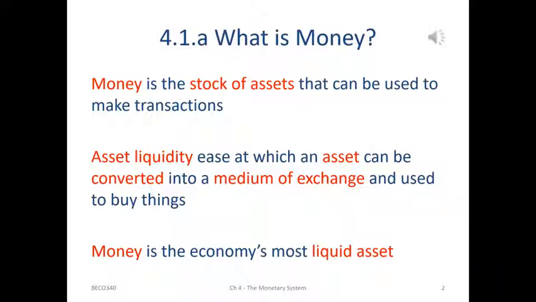Money is the stock of assets that can be readily used to make transactions. Roughly speaking, the dollars, or in other countries, for example, pounds or yen, in the hands of the public make up the nation's stock of money. So, it is the asset liquidity, the ease at which an asset can be converted into a medium of exchange and used to buy things. Also, money is the economy's most liquid asset.